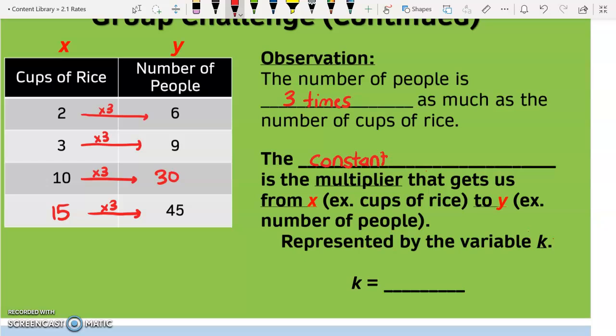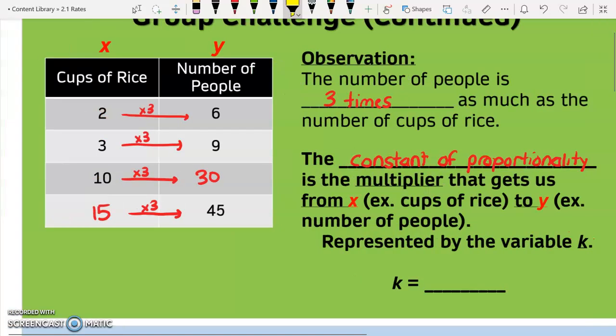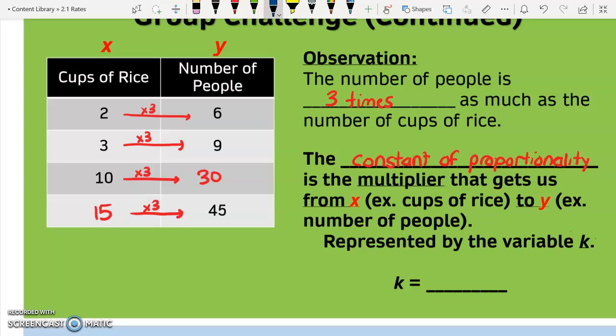So you can jot that down. The constant of proportionality is the multiplier that gets us from x to y. So let's see, what does that even mean? So first of all, you might have seen this. We are now calling our left column x and our right column y. And you're going to see a little bit later there's a reason for that.